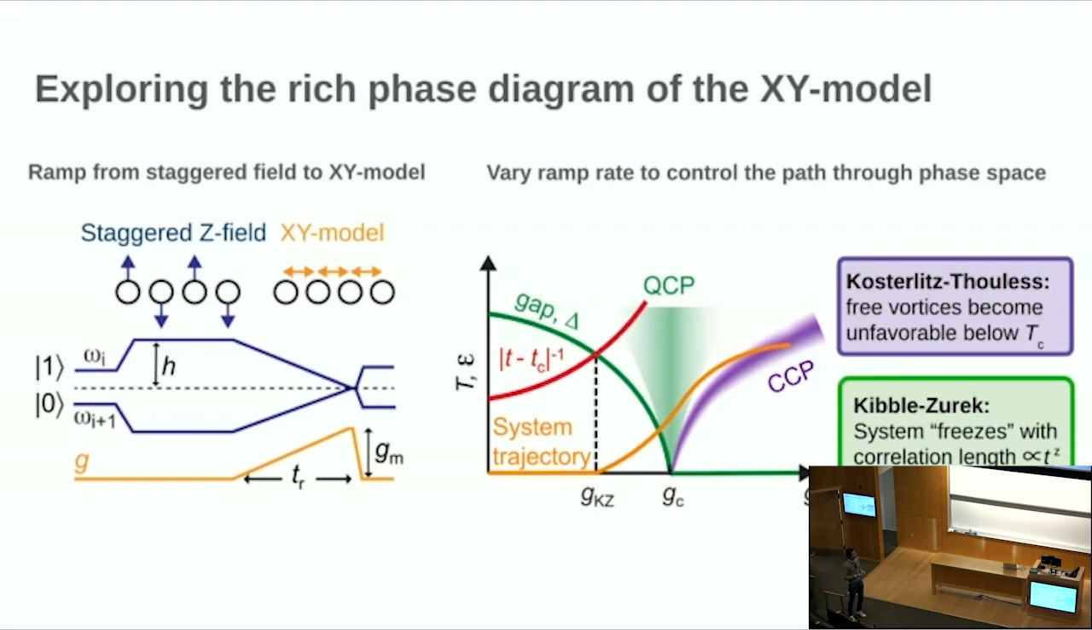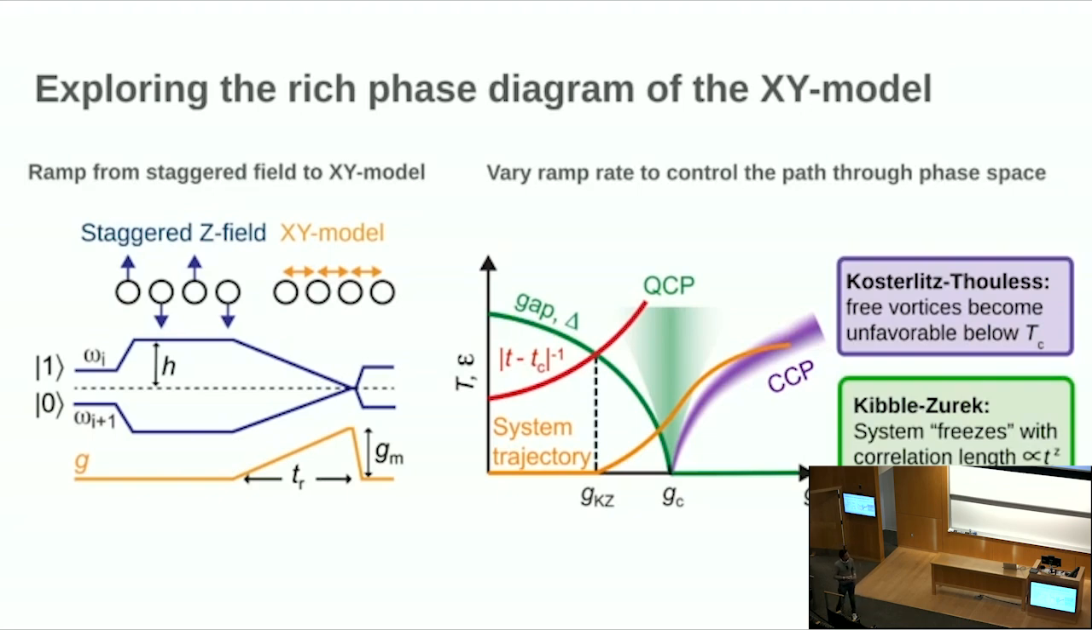In particular, there are two particular things that we want to look for here. One of them is a Kosterlitz-Thouless transition. So we're hoping that we can get to a sufficiently low temperature where free vortices become entropically unfavorable. We would like to see if we can see some transition from exponential decay of correlations to a power law decay.